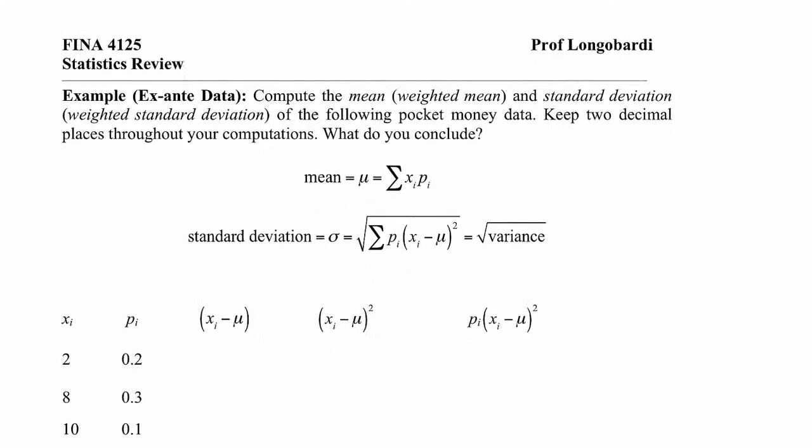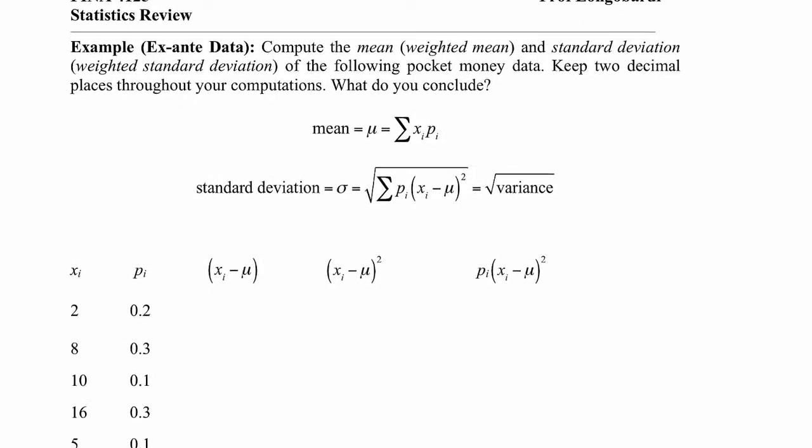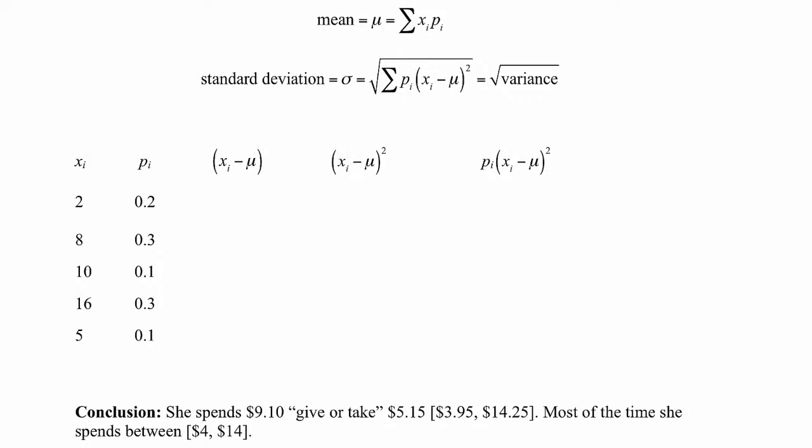This data here is known as ex ante data. These data here are ex ante. What it says here is that there's only 5 possible outcomes, and they occur with this frequency. So this sort of data is different.